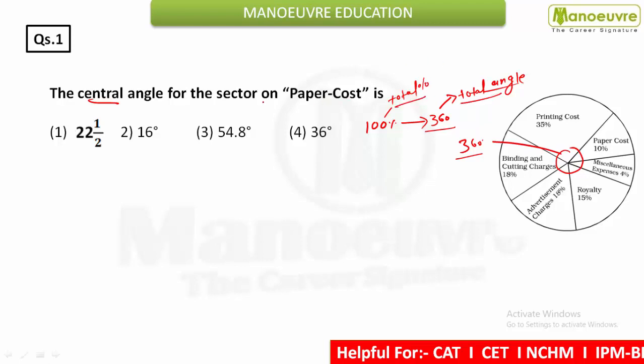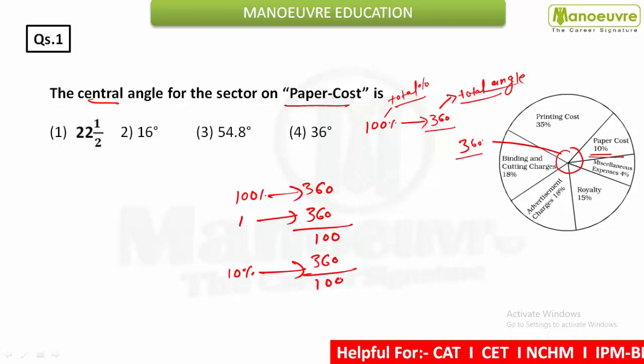Now here it is asking about the central angle of paper cost. So paper cost is 10%. I can say 100% corresponds to 360, and I want to find the answer for 10%. So 1% will be 360 upon 100, and I want to find the answer for 10%. So this will be 360 by 100 into 10, and this will get cancelled, and you will be left with 36 degrees. So 36 degrees will be your answer.